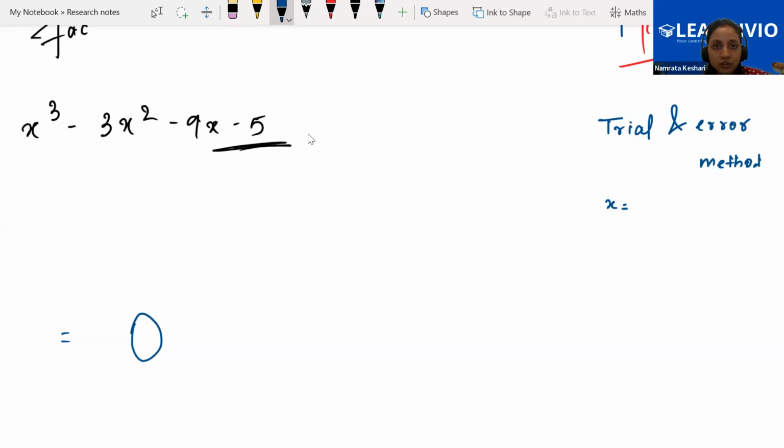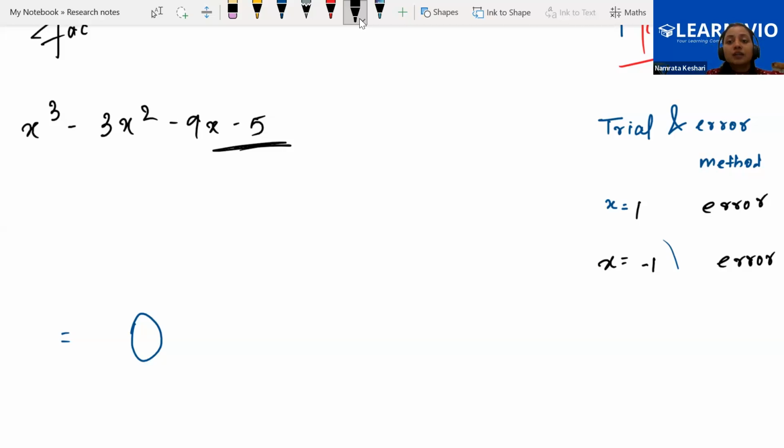That's exactly what we are going to apply in this method. The x value we will pick randomly. Zero we cannot take, so let's take any other number. The x value 1, we will substitute over here. If our result comes out as 0, great. If not, error. Then we will pick x value -1. If our result comes out as 0, great. If not, error. So basically we are searching for a particular x value which will make our polynomial 0.